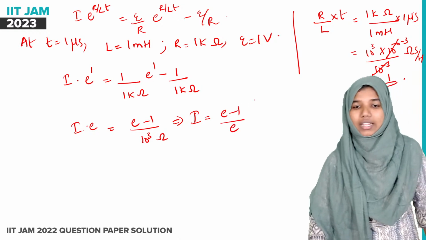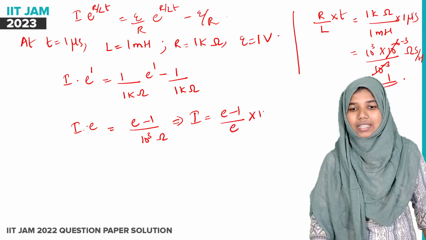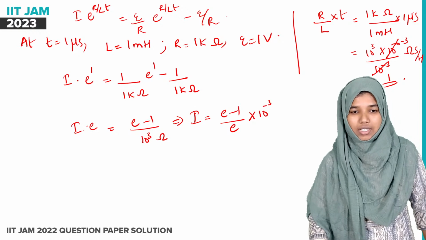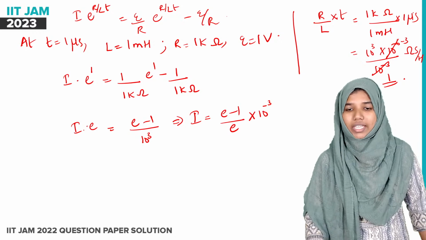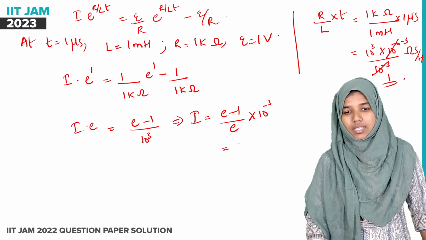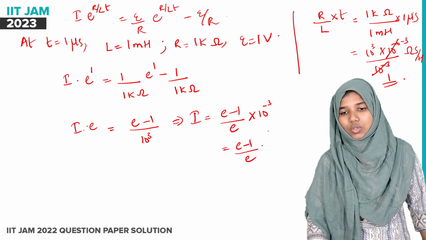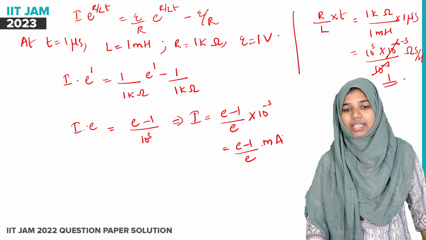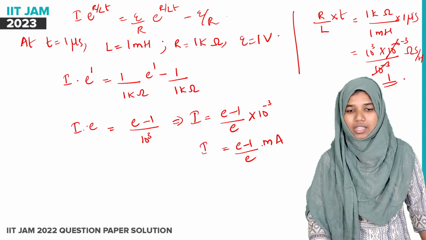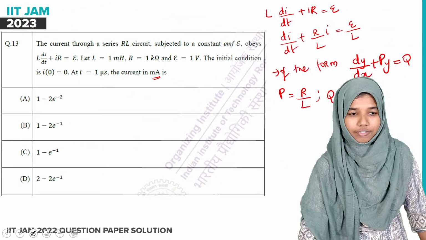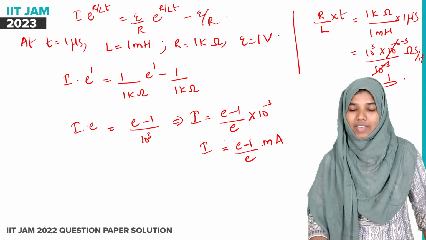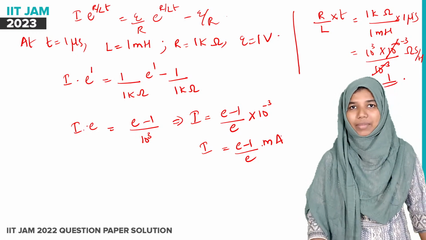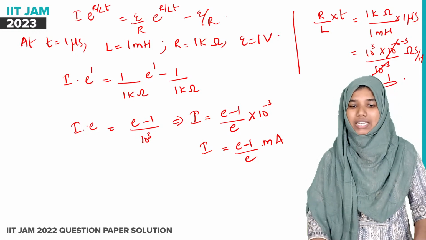Then 10 raised to 3 in the numerator becomes 10 raised to minus 3. Only this is ohm. Okay, 1 kilo ohm, 10 raised to 3. So E minus 1 by E into 10 raised to minus 3, and 10 raised to minus 3 is milli. Then the unit of current is ampere. So the value of the current in milliampere at t equal to 1 microsecond is E minus 1 by E.